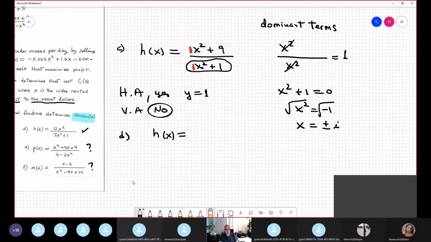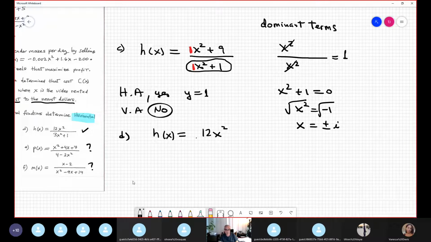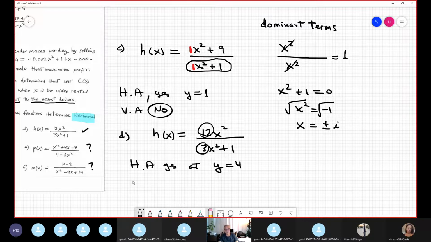Okay, part H, the second D. It's the same thing, because it's 12x squared divided by 3x squared plus 1. Well, the horizontal asymptote, yes, we have at y equals 4. Where does that 4 come from? It's the division of 12 by 3.